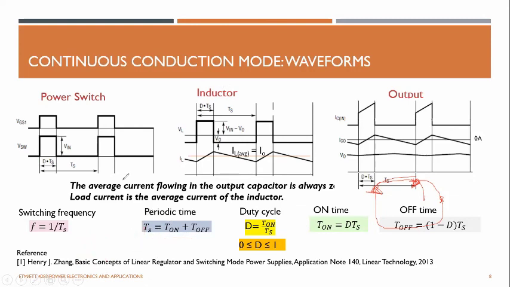And this periodic time is the total time duration of turn on and turn off. So it is the summation of the turn on time, this is T on, and the turn off time, T off, this period, right? So the periodic time is TS, which is this total time. It is the summation of these two. If you know the switching frequency, you can calculate TS. TS is this total duration.